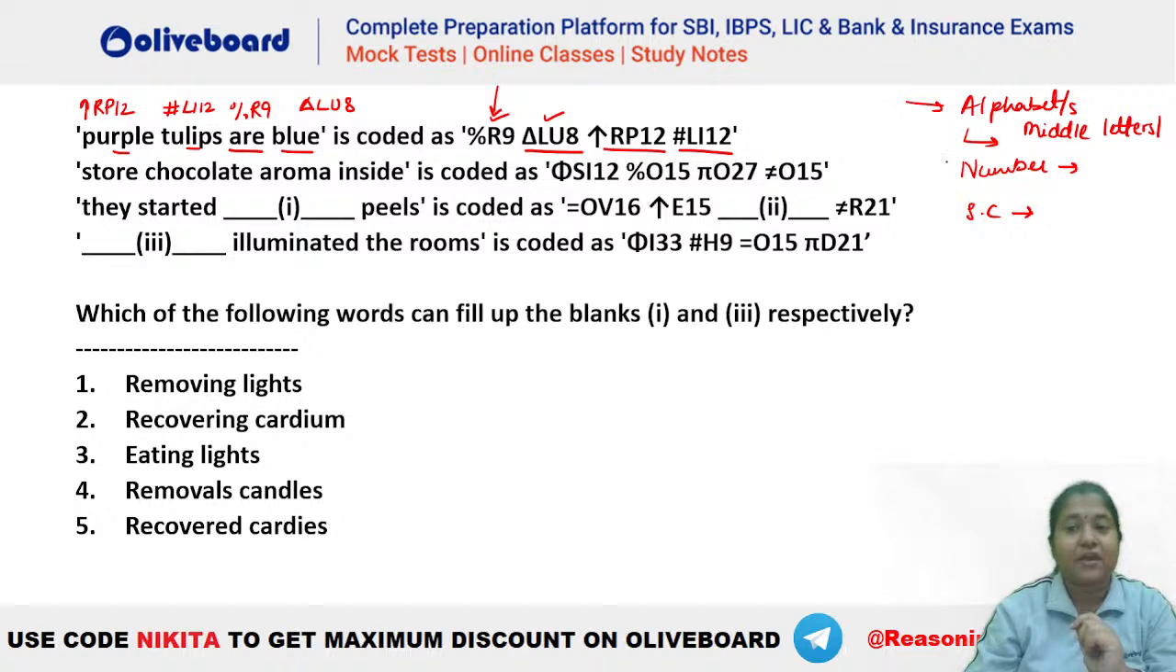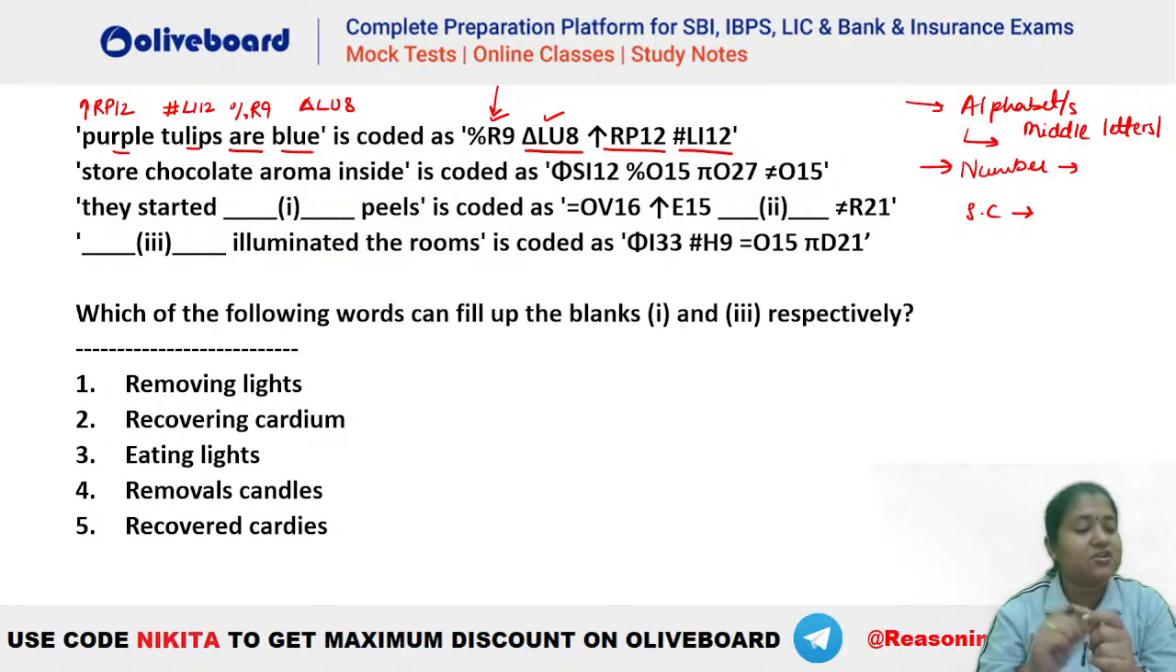We will check. Now, what about the number? What is the logic for the number here? Why is purple having 12? Why is tulip having 12? Why is R having 9? And why is blue having 8? Any particular logic to it? Why purple and tulips both are having 12 here? Purple is also having 12. Tulip is also having 12. Any logic?